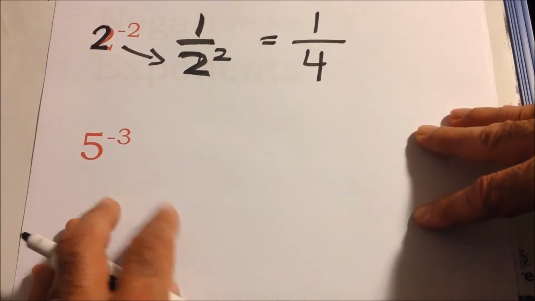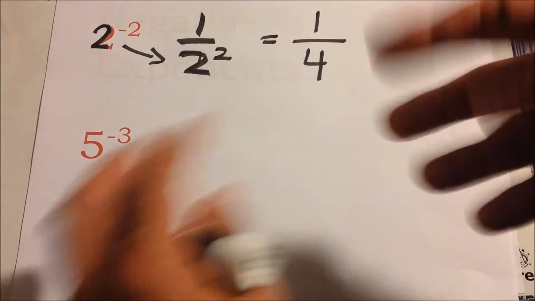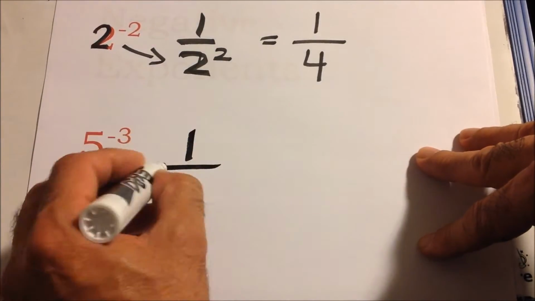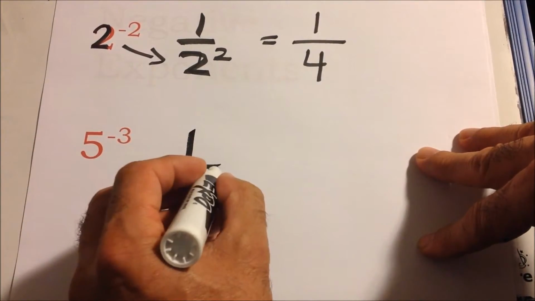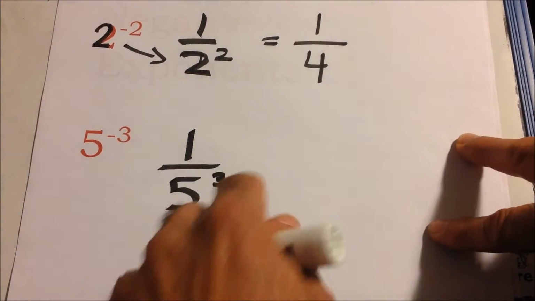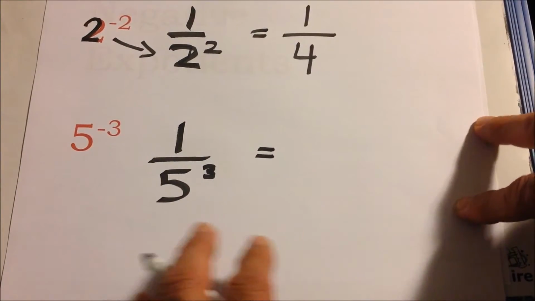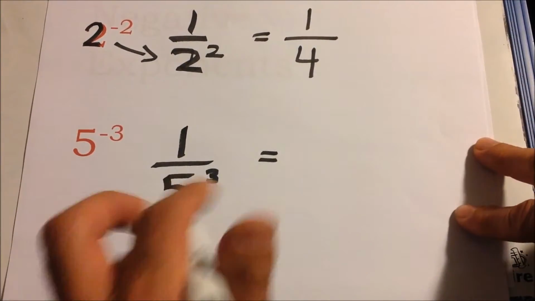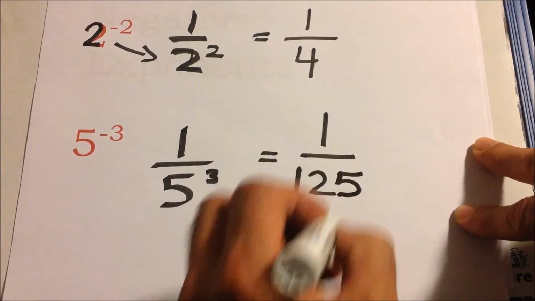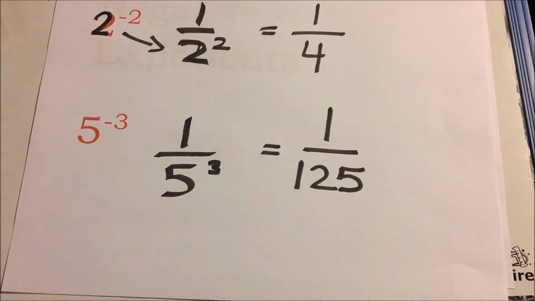Okay, let's do another one. So again, anytime you see a negative exponent, you've got to bring it down into the denominator of the fraction. So here we have 5, so we know we're going to have 1/5, and we'll bring the exponent down. So it'll be 1/5 to the 3rd power. And this is in exponential form, but if we want to put it in standard form, and sometimes I'll ask you to put it in standard form, you just have to solve it. Right? So that'd be 1 over 125, because 5 to the 3rd power is 125.